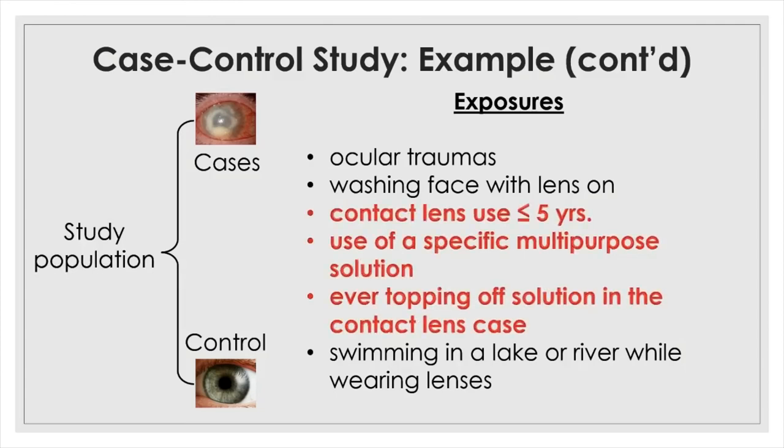And they calculated the odds of having the disease given each risk factor. The odds ratio is typically used in the case control study, which we will talk about later. But among these risk factors, three exposures were highly associated with the disease, which were the use of a specific brand of multi-purpose solution, and ever topping off solution in people who used contact lens less than 5 years. From these three, the cases had a whopping 17 times the odds of using a specific brand of multi-purpose solution compared to the controls, whereas the other two risk factors had less than 3 times the odds compared to the controls. Later it turned out that most patients who used the specific solution developed the eye disease within a month.